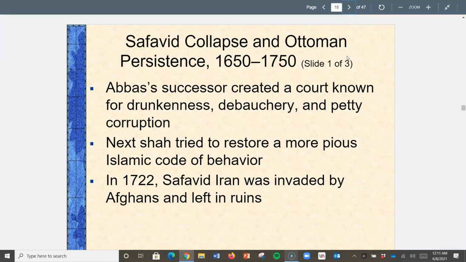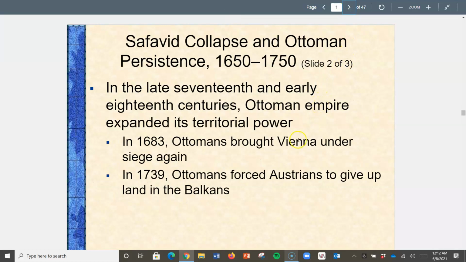Both empires will suffer as you got into the 1600s and 1700s. The Safavid Empire is going to collapse, and by about 1722, Safavid Iran was doomed. The Ottoman Empire will persist, all right, and it will continue all the way until you get into the early 1900s, technically. But after really about the middle of the 1600s, it will always sort of be in decline.